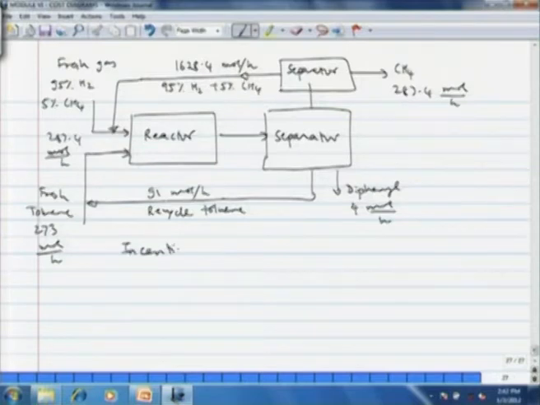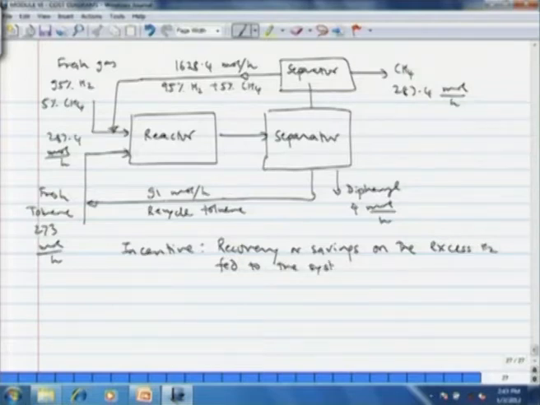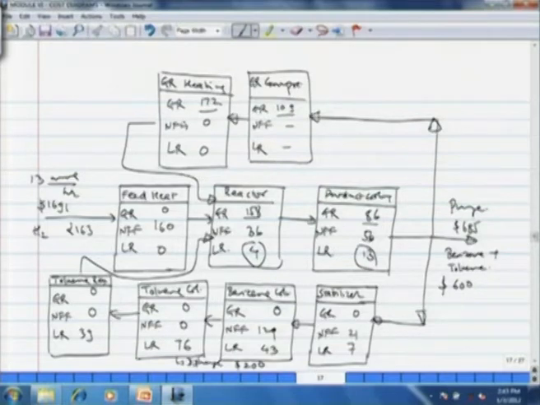I will write here incentive. Incentive is the recovery or savings on the excess hydrogen fed to the system, which was lost in the purge stream. Okay. Now, if you remember, we had listed that quantity also in the cost allocation diagram.